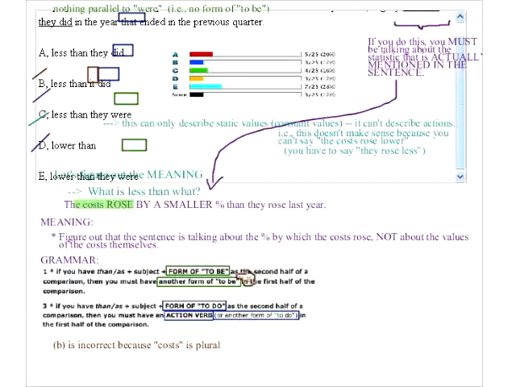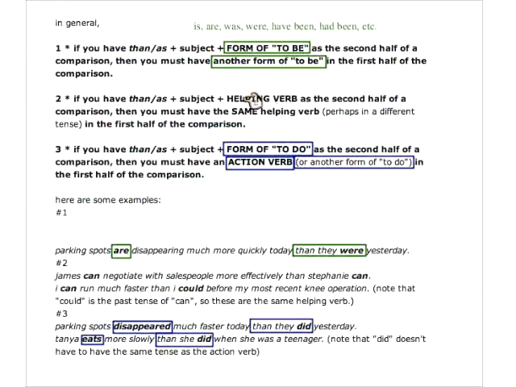Main deal here is this: the two B's have to go with other two B's. If you say they were, you have to have another is or are, were, has been, or something like that. To do, you can use to stand for an action verb. To wrap up this slide, if you have a random helping verb, then it should go with the same helping verb, if there's going to be a verb. So, for example, James can negotiate with salespeople more effectively than Stephanie can. I can run faster than I could, because those are both forms of can. Could is the past tense of can.